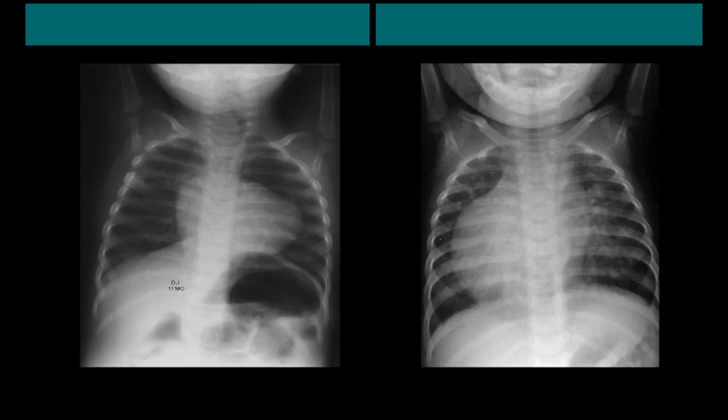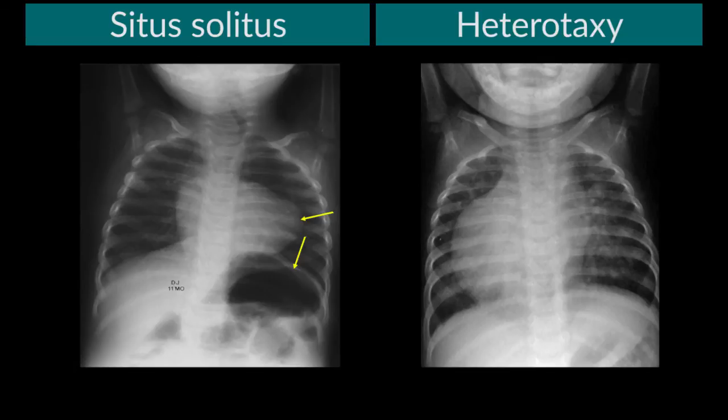Here we have, on the left side of the screen, situs solitus, where we have the stomach bubble shown by the arrow being in the normal left-sided position, and it is on the same side of the patient as the cardiac apex. On the other hand, we have a child with heterotaxy, where we have the stomach on the normal left side, but the cardiac apex on the right side. So this is highly associated with complex congenital heart disease.